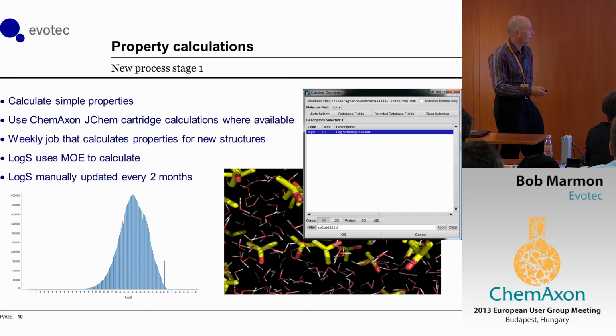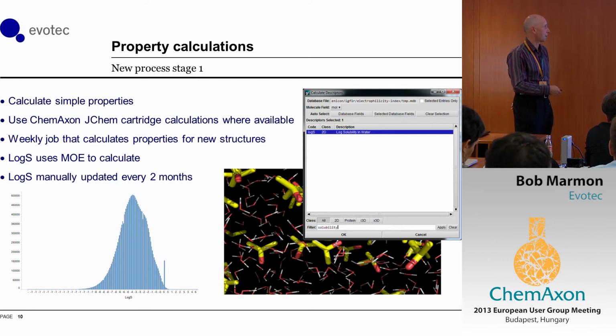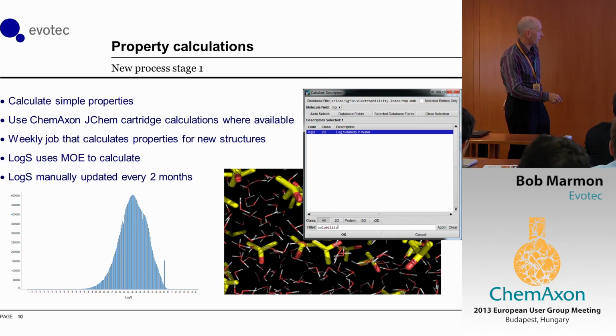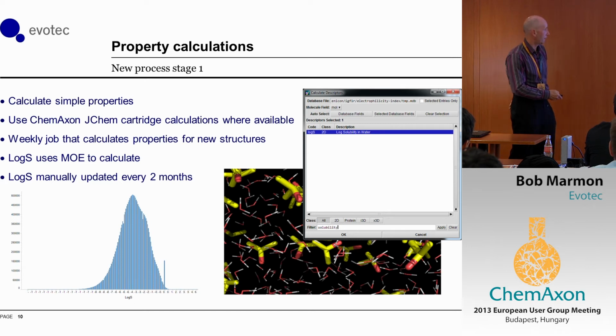The only one that we're not currently using ChemAxon tools for is log S. So we're still using Mo to calculate that. So we have to call on computational chemistry to carry out the calculations for us. And just here at the bottom, just to illustrate, we've got the range of log S values against numbers of compounds that you can see in EvoSource.